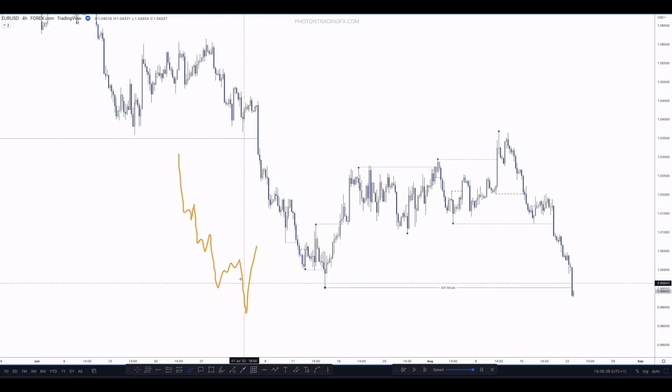Now, one variation of what I just went through is sometimes you won't get an internal pullback in the leg like that, and you get an IBOS.